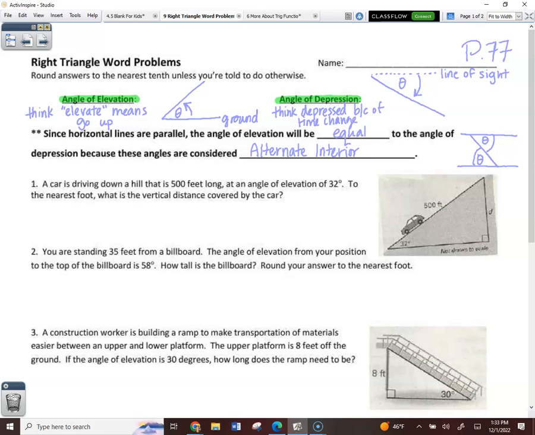Oh my God. Yay. How many questions was this? 20. The rest is find the side, find the angle.